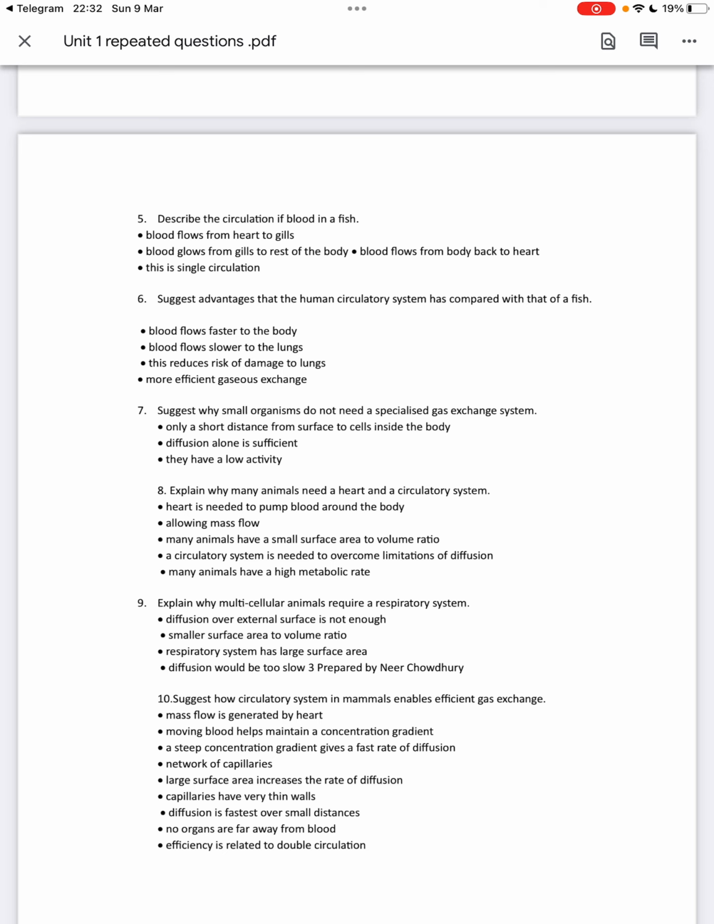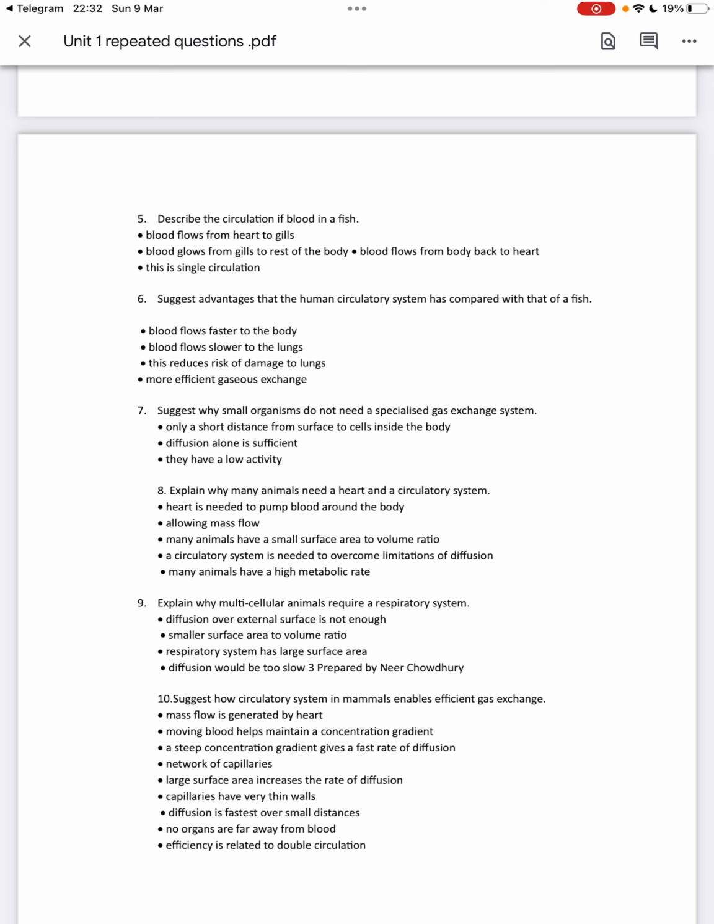Describe the circulation of blood in a fish. Blood flows from heart to gills. Blood flows from gills to the rest of the body. Blood flows from the body back to the heart. This is single circulation. Suggest advantages that the human circulatory system has compared with that of fish. Blood flows faster to the body. Blood flows slower to the lungs. This reduces the risk of damage to the lungs.